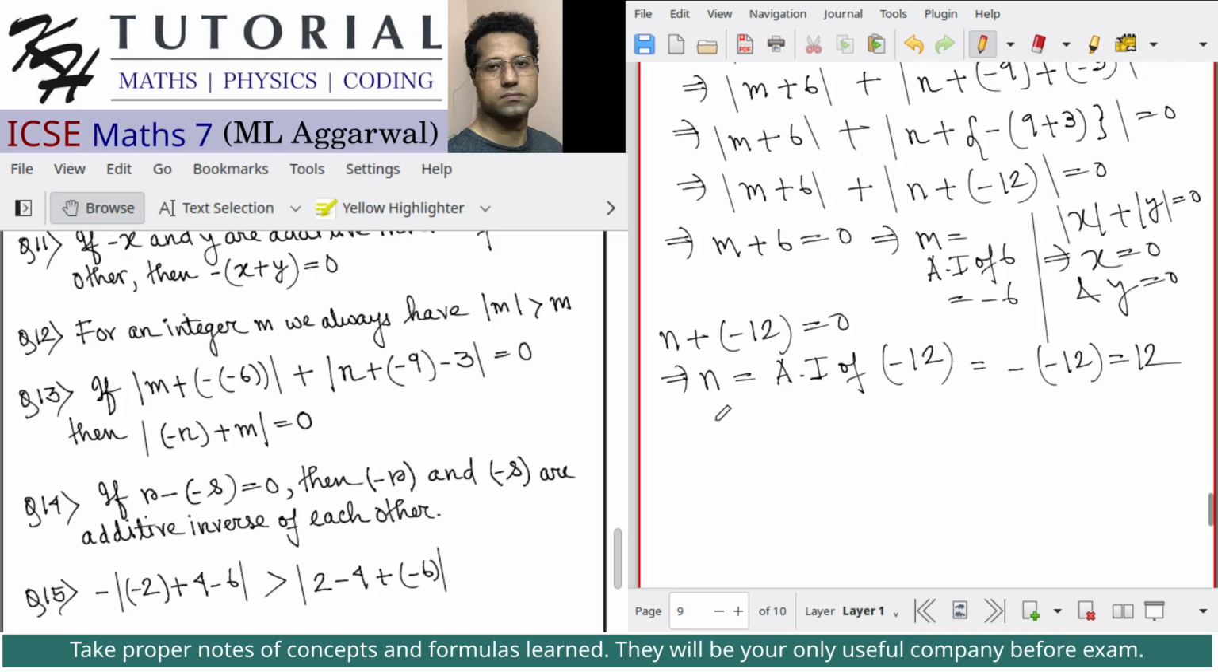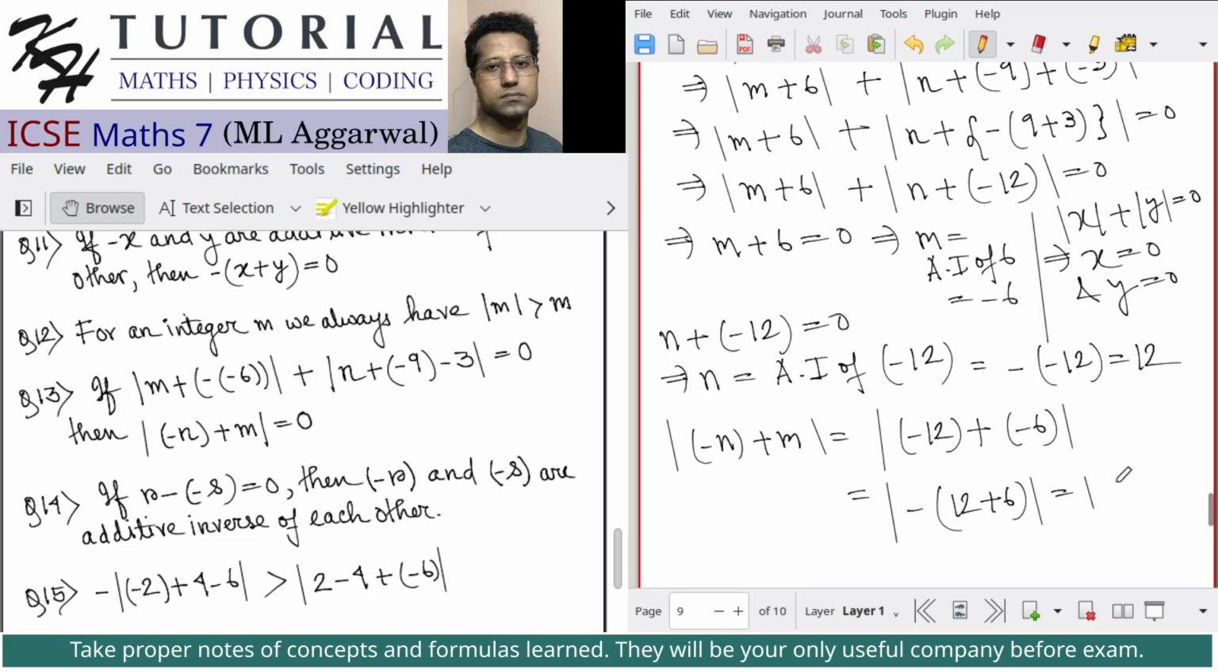Now we need to find the value of the absolute value of minus n plus m. What is n? n was 12. So we have minus 12 plus m, where m is minus 6. Inside the absolute notation we have minus 12 plus minus 6. This will be minus 12 plus minus 6, which is minus 18. So we have the absolute value of minus 18, which is equal to 18.